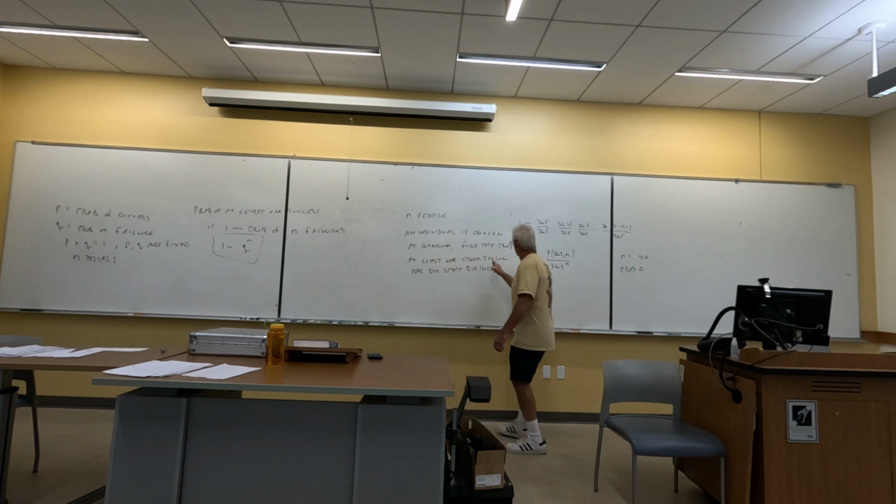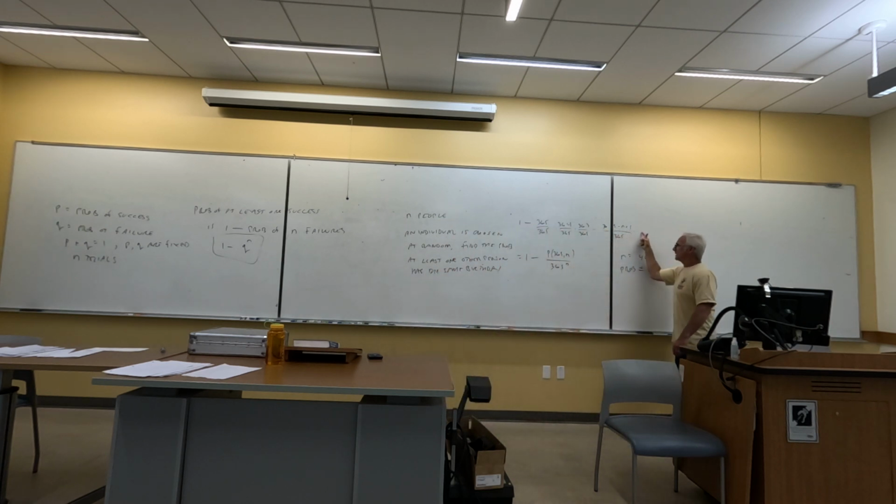Wait a minute. If I keep going, is it possible to get a numerator of 0 at some point? When would I get a numerator of 0? When n is 366.